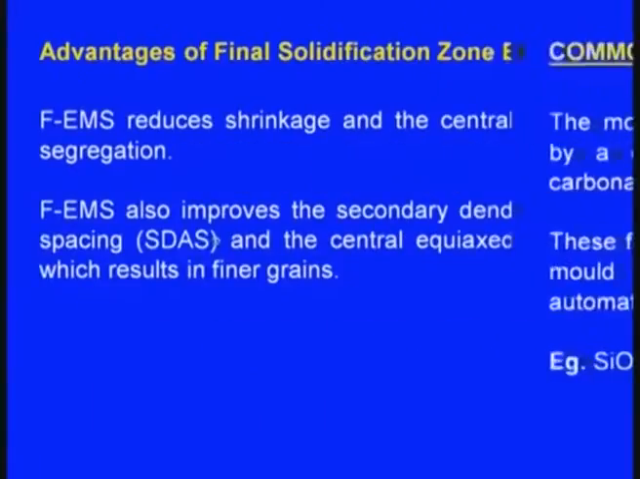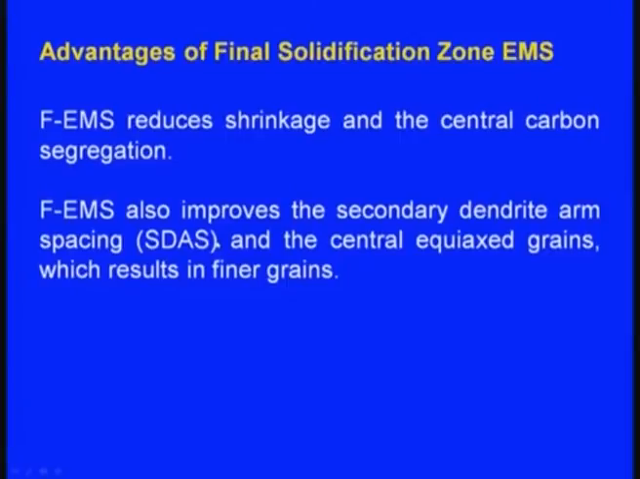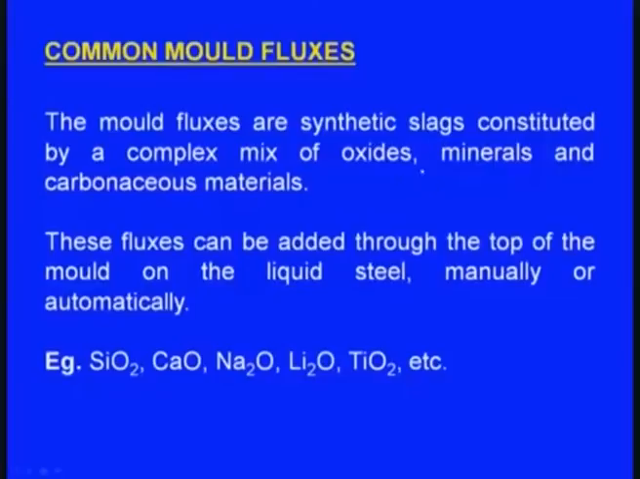Now, with this we have completed the types of the EMS process. We have seen the 3 types of the EMSs that can be applied in the continuous casting process. Next, let us see the common mold fluxes used in the continuous casting process. The mold fluxes are synthetic slags constituted by a complex mix of oxides, minerals and carbonaceous materials. So, these are the ingredients of the mold fluxes.